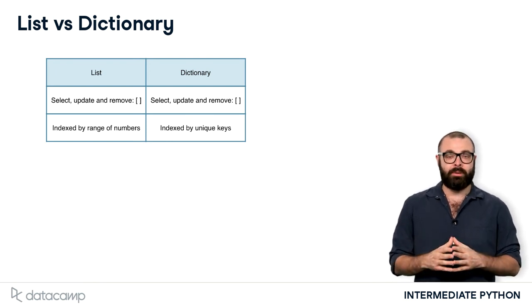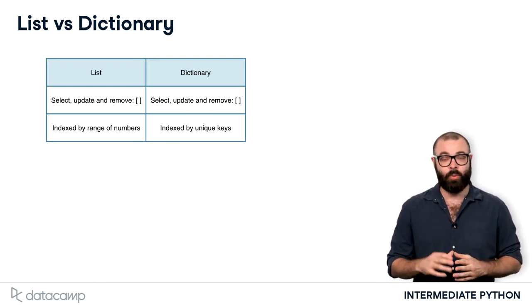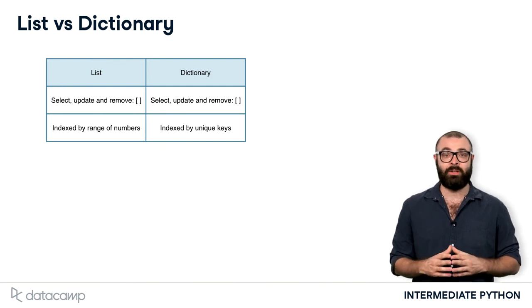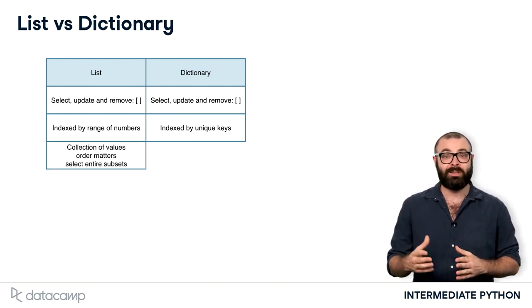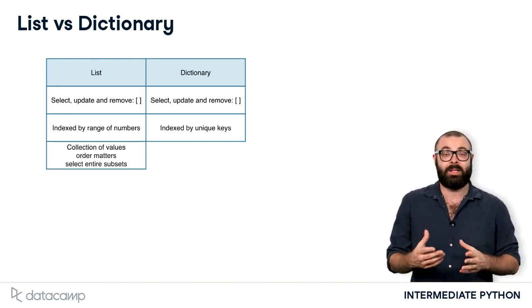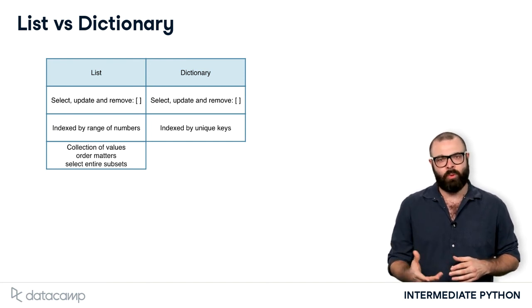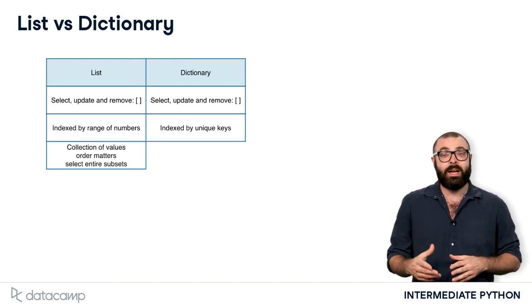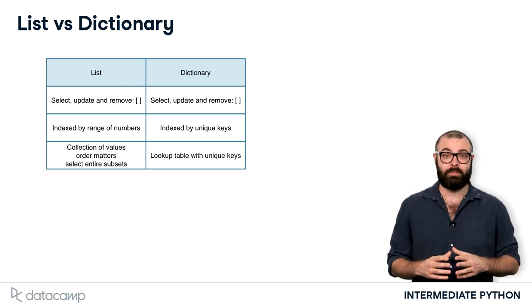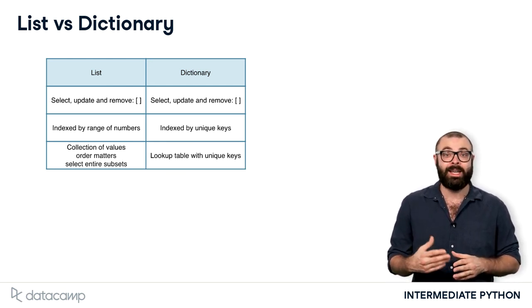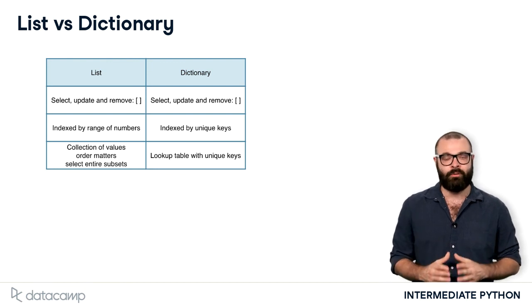When to use which one, I hear you ask? Well, if you have a collection of values where the order matters and you want to easily select entire subsets of data, you'll probably want to go with a list. If, on the other hand, you need some sort of lookup table where looking for data should be fast and where you can specify unique keys, a dictionary is the preferred option.